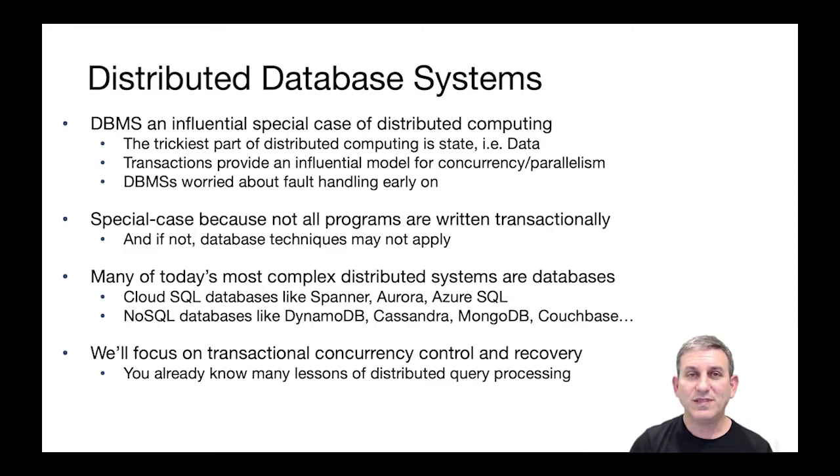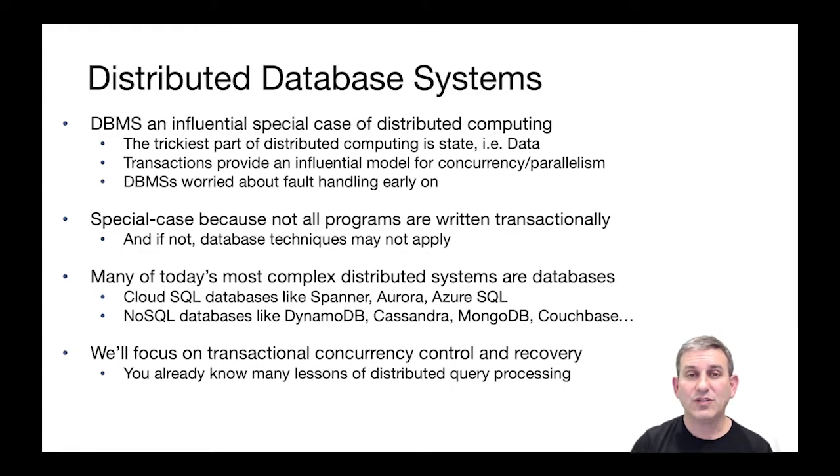Now, distributed database systems played an important role in the history of distributed computing. The database management systems problems were an influential special case for distributed systems. Turns out, the trickiest part of distributed computing is managing state, or what we call data. And transactions were an early and influential model for dealing with concurrency and parallelism that we get by nature in distributed systems. Also, database management systems were among the first systems to worry about fault handling. And so for all these reasons, distributed databases were among the first and the most influential distributed computing platforms.